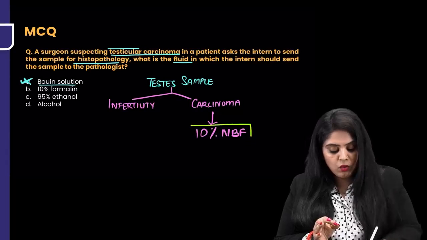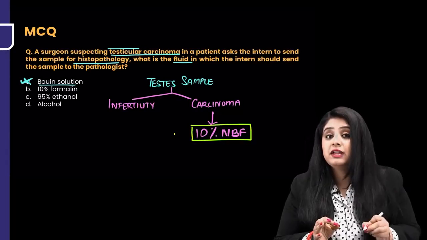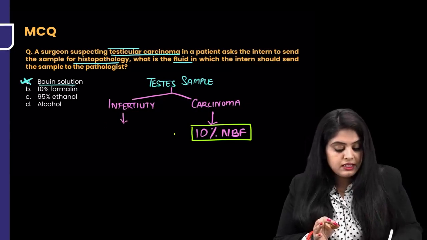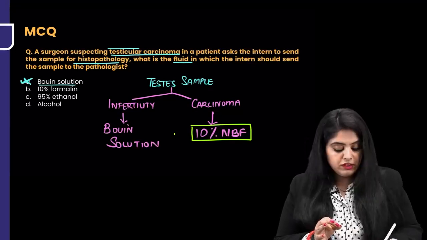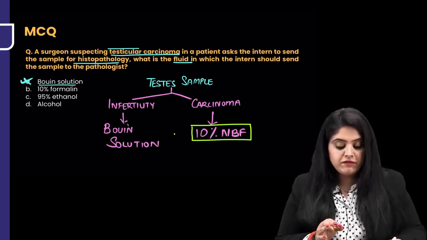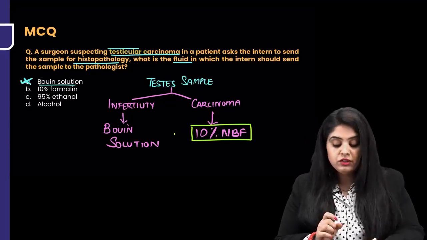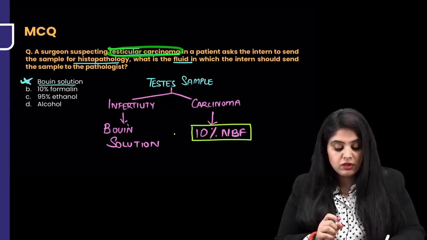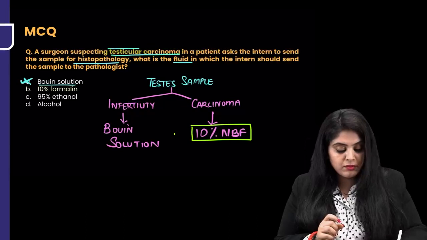However, please remember, only if you are suspecting a case of infertility, you are going to use the Bouin solution. In infertility, you should be using the Bouin solution. So do not use Bouin solution everywhere where you study testis. No, just read. Over here they ask you testicular cancer, which means your answer should be 10% formalin. You are going to put it in formalin.